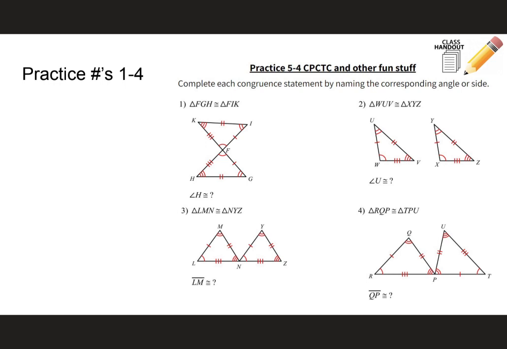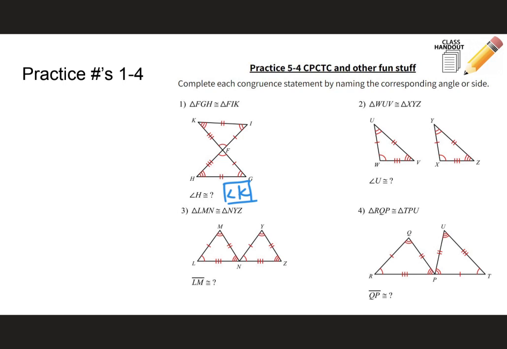Okay, so now for this set of practice problems, it says complete each congruent statement by naming the corresponding side or angle. So I'm just going to do the first two. These triangles are all marked up, but remember we can also use our congruent statement. All right, so for the first one, it says angle H is congruent to which thing? So let's double check it. Angle H is in the third position, so it should match up with angle K. Let's check our diagram. H has 3 markings, K has 3 markings. So angle H is congruent to angle K.